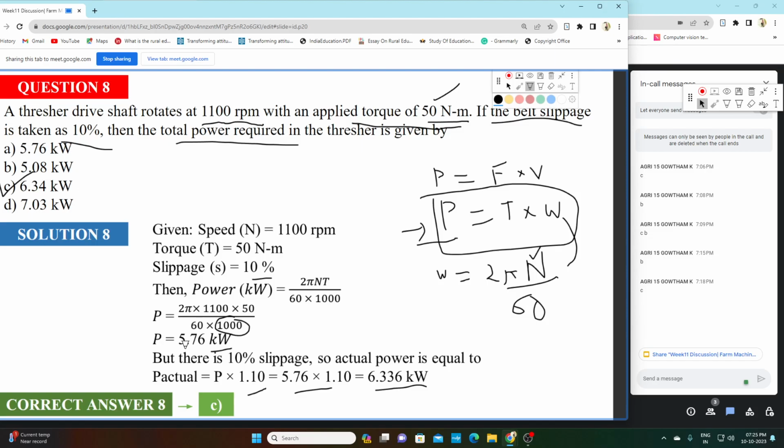Additional 10%, how can we give? By simply multiplying the result by 1.10. Whenever we multiply by 1.10, we get the total power required. So the total power required we are getting is 6.336 kilowatt. So option C is your correct answer.